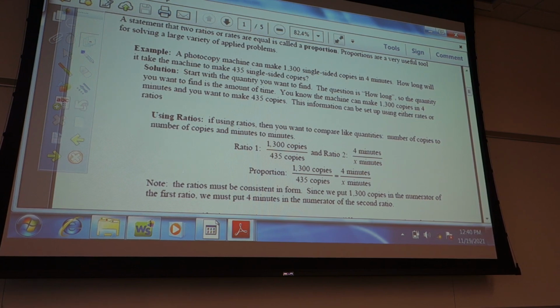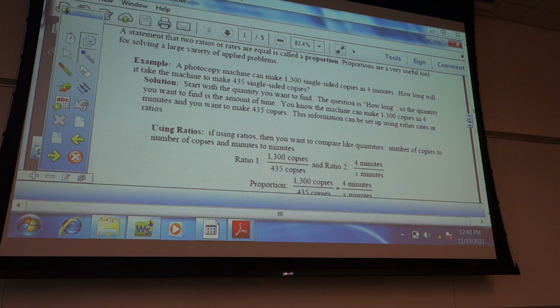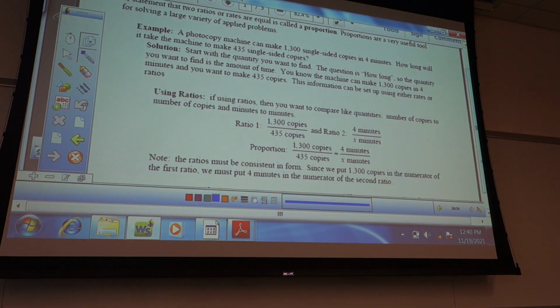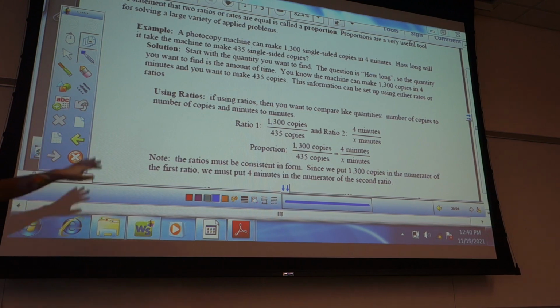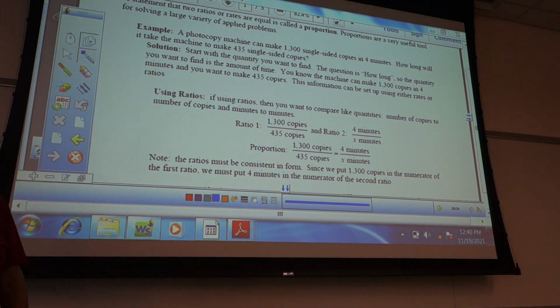So these are called proportions. When you set two rates or ratios equal to each other, that's a proportion. Here's an example. Gabe, read for me. Example. A photocopy machine can make 1,300 single-sided copies in 4 minutes. How long will it take the machine to make 435 single-sided copies?